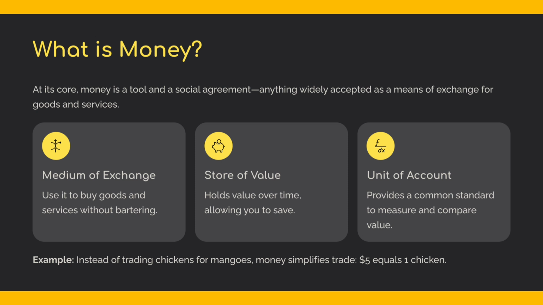Medium of exchange: you can use it to buy goods and services without bartering. Store of value: it holds value over time, allowing you to save. Unit of account: it provides a common standard to measure and compare value. Example: imagine you live in a village where 1 chicken equals 10 mangoes. That's bartering. But if everyone agrees that $5 equals 1 chicken, money has made trade simpler, faster, and fairer.